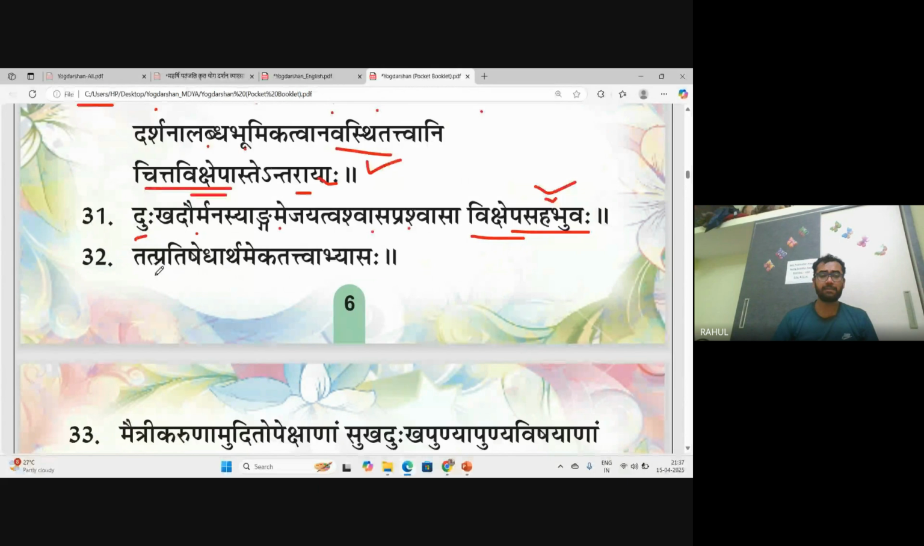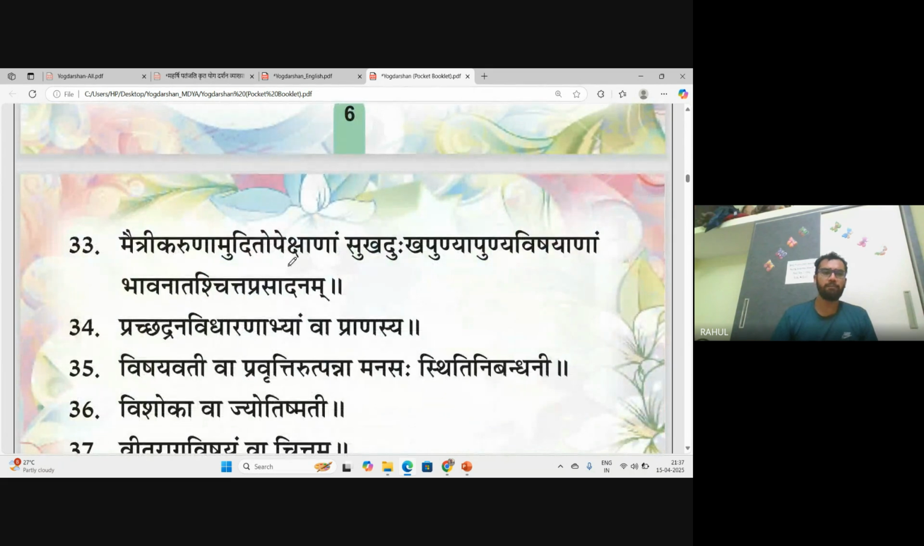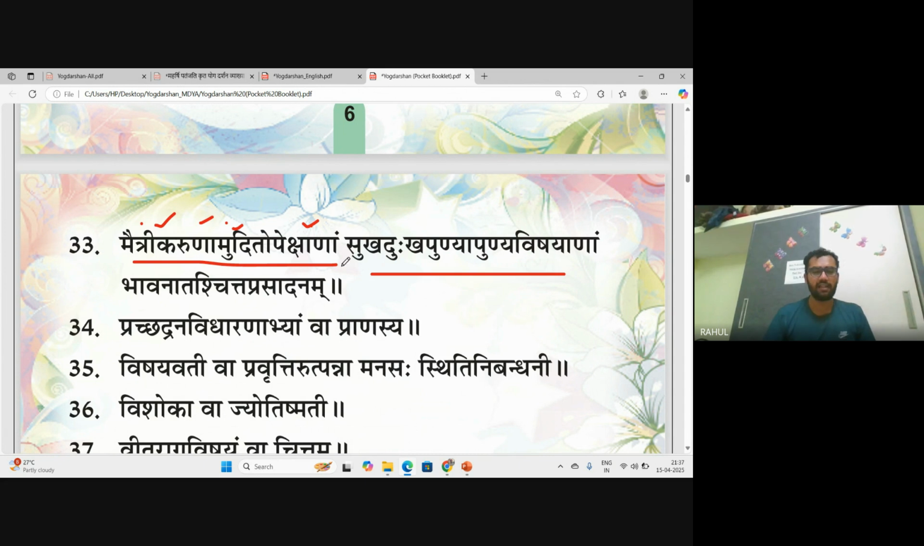If we follow the one principle that we can control our chitta, and if our chitta is controlled, then automatically the antaraya and sahabhuva will also be controlled. By following these four kinds of attitude, Maitri, Karuna, Mudita and Upeksha, towards different kinds of personalities, we can also make our chitta happy.